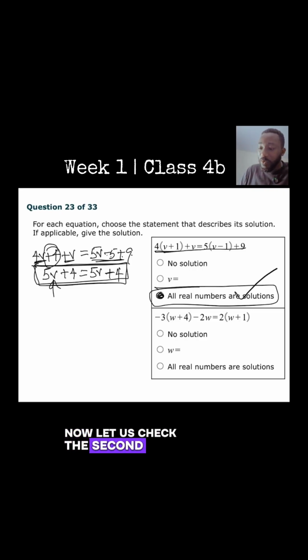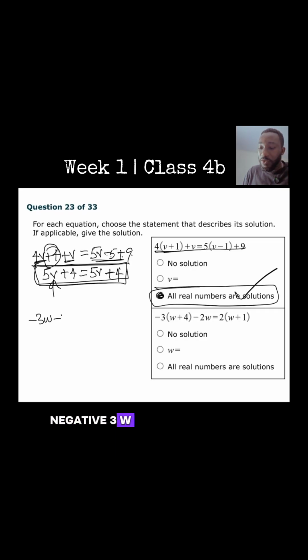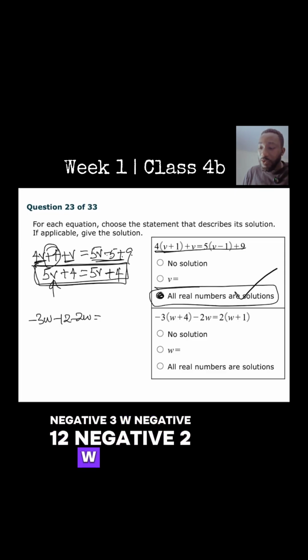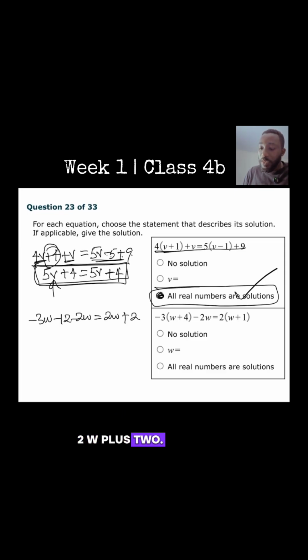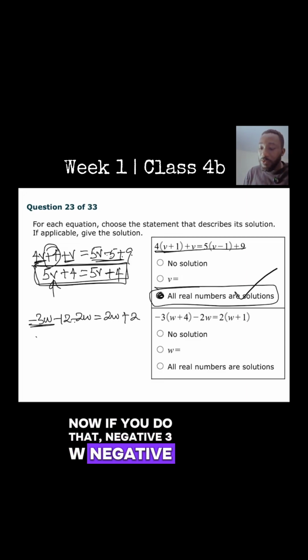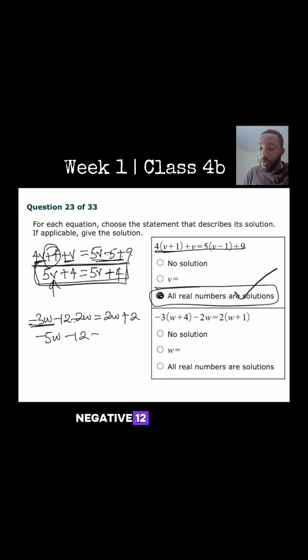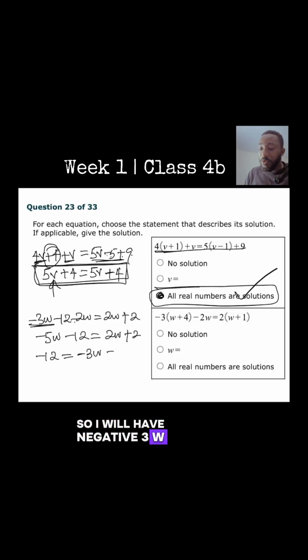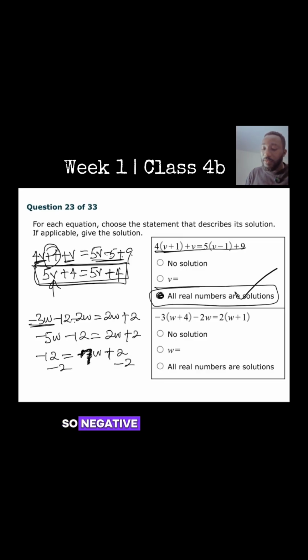Now let us check the second one. The second one, the same approach. Negative 3w, negative 12, negative 2w equals 2w plus 2. Now if you do that, negative 3w, negative 2w is negative 5w, negative 12 equals 2w plus 2. So now I want to add 5w to both sides. So I will have negative 3w plus 2. Oh no, 7w, because I am adding 5w. So now I want to subtract 2 from both sides. So negative 2, this is negative 14 equals 7w.